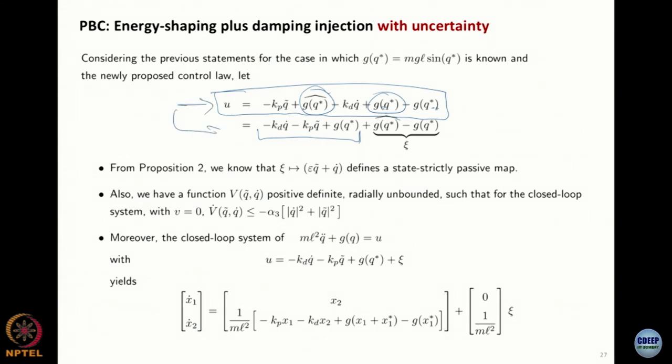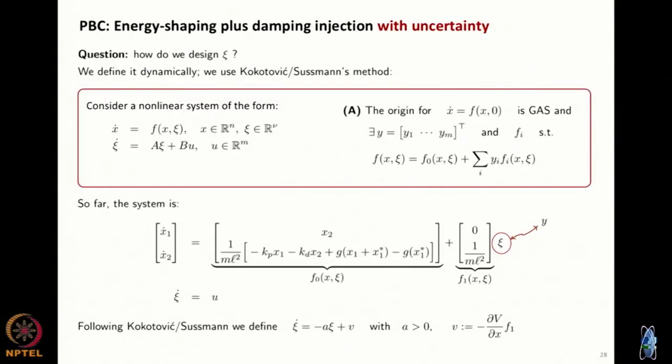This controller can be written like this. The one that we already know works, which gives passivity, etc., plus the difference between what I'm putting in and the real thing that I don't know. This is constant, and this is g hat. So I'm going to call that Xi. All this is to say that the class of systems that fit in this paper of Kokotovich is actually not that restrictive.